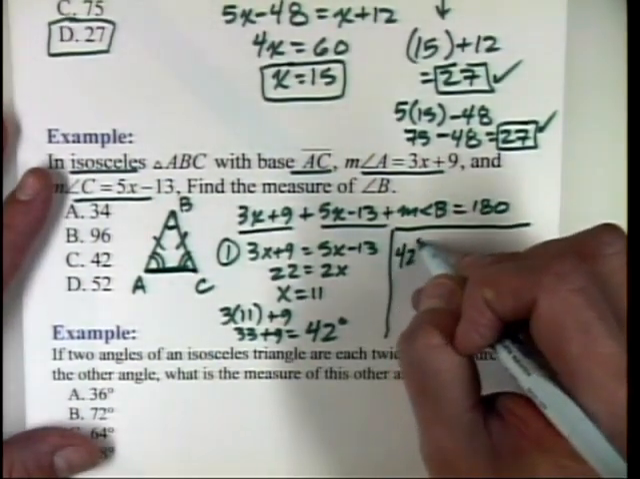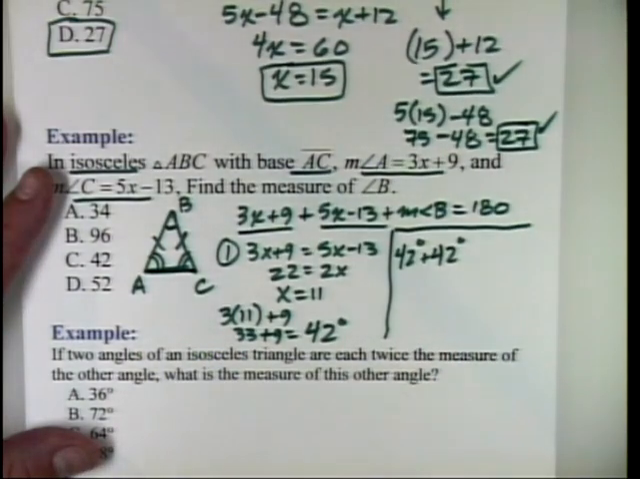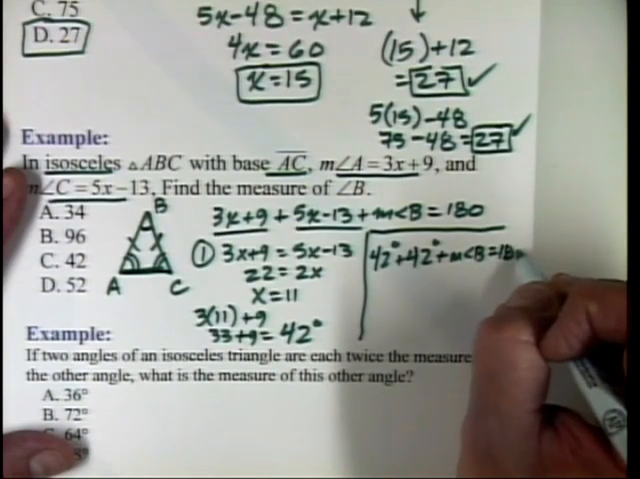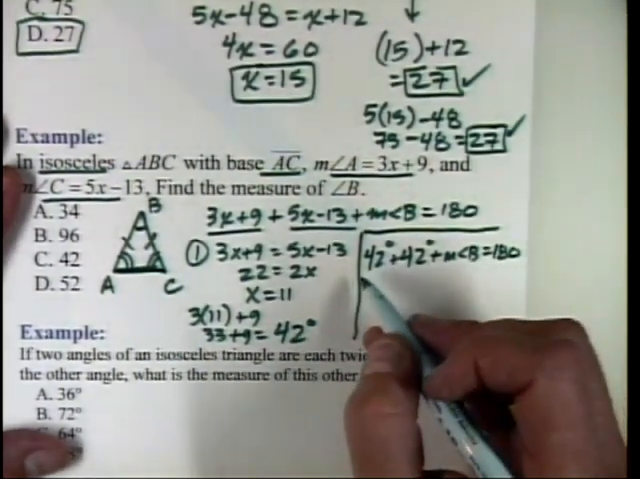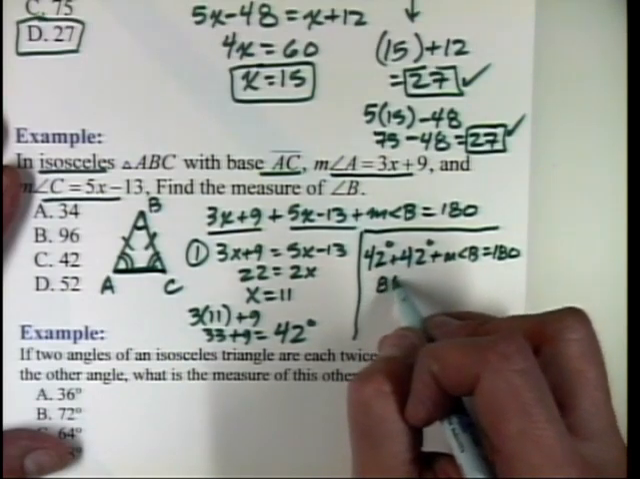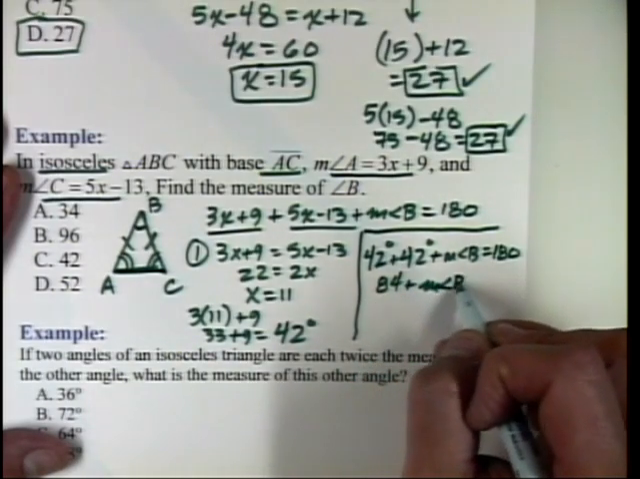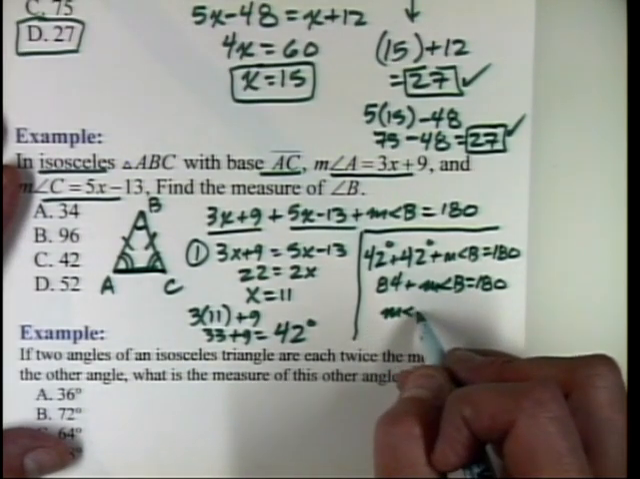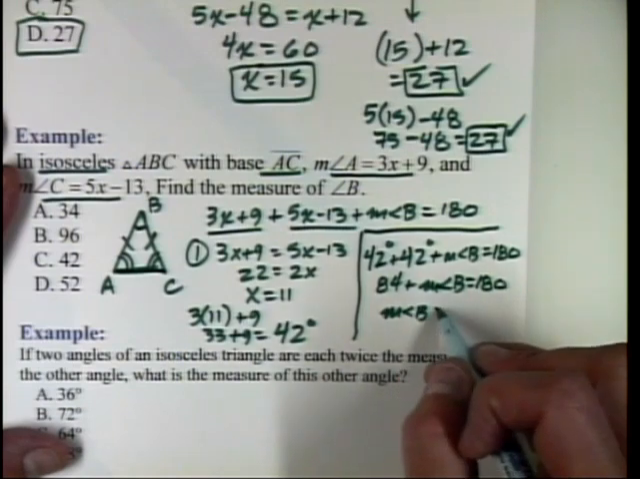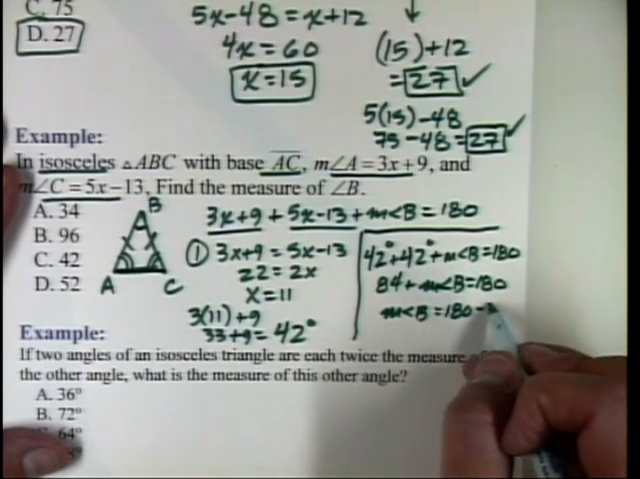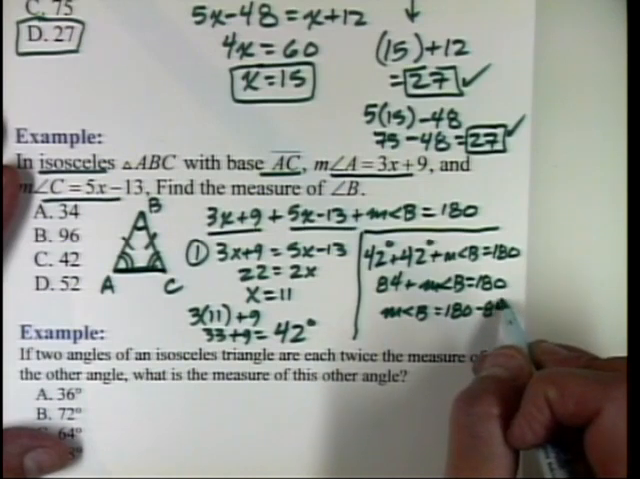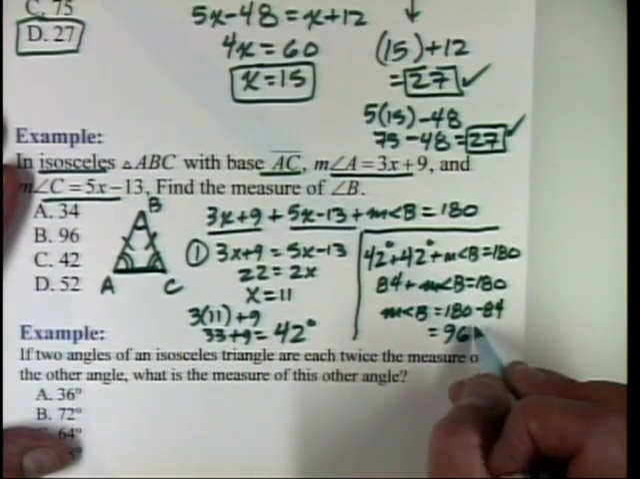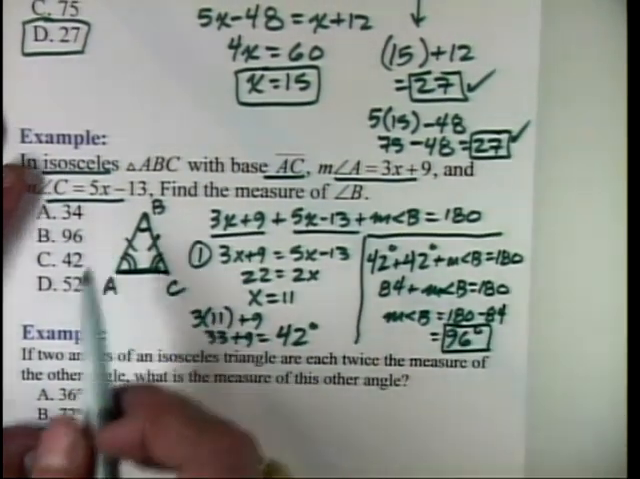I know that 42 degrees plus 42 degrees, the two base angles, plus the measure of angle B has to equal 180. Now I have one equation with only one unknown. So 42 plus 42 is 84, plus the measure of angle B equals 180. And then subtracting 84 from both sides, I get the measure of angle B is equal to 180 minus 84, which is 96 degrees. That is the measure of angle B.